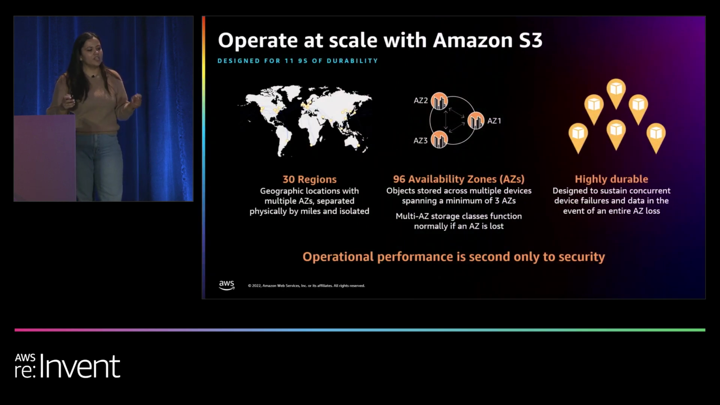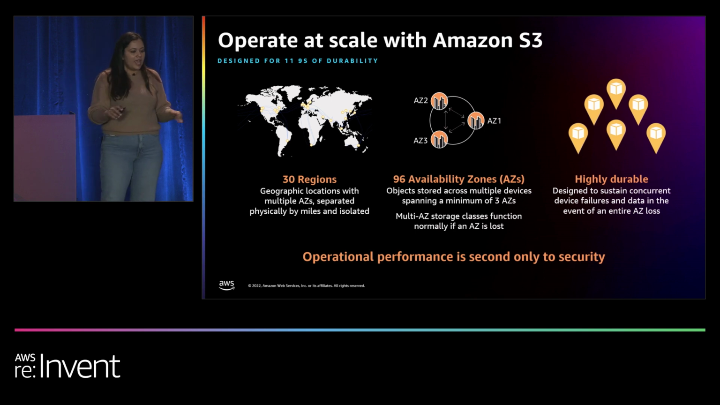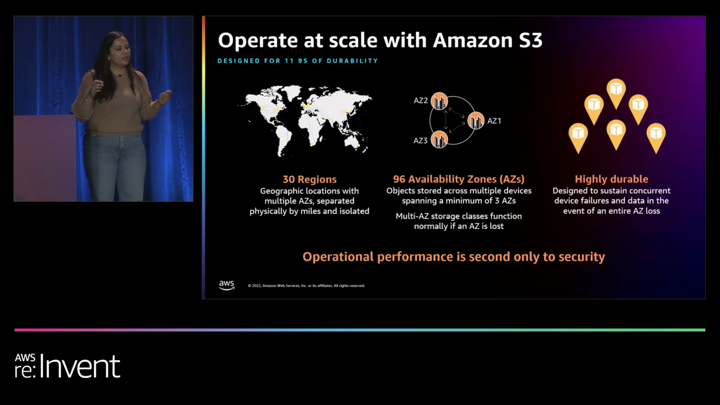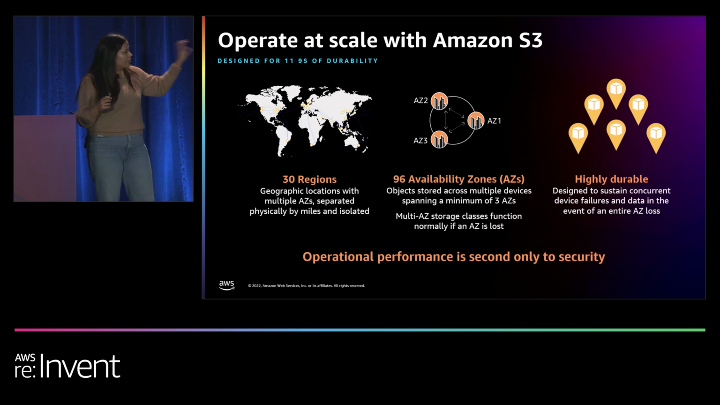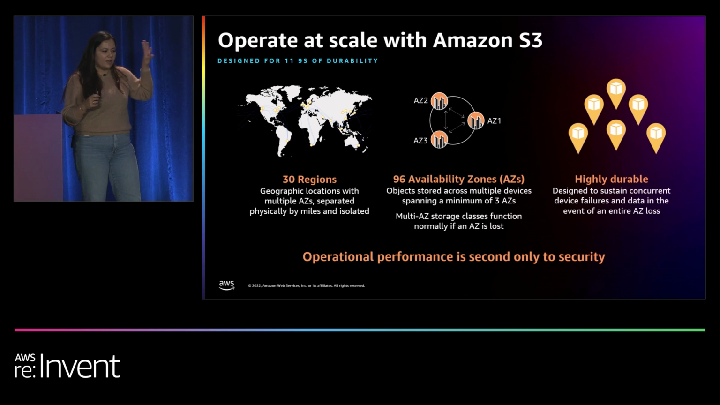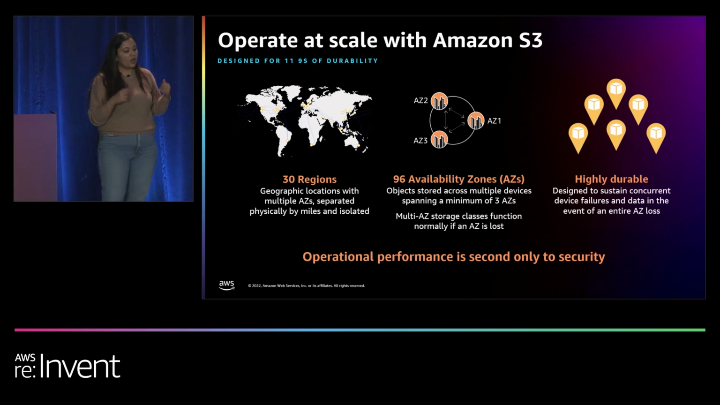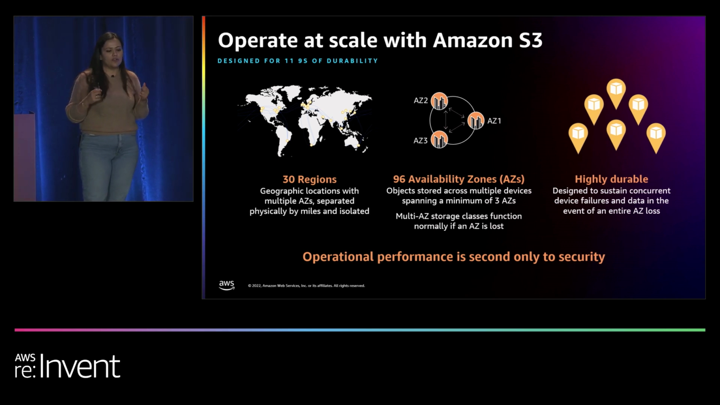So Amazon S3 is the object storage that gives you virtually unlimited scale, helping you grow your business without being concerned about managing your infrastructure to support your data at scale. So customers often store millions and billions of objects in their S3 buckets. And we operate in 30 regions and 96 availability zones. We are also designed to offer 11 nines of durability for your data storage.